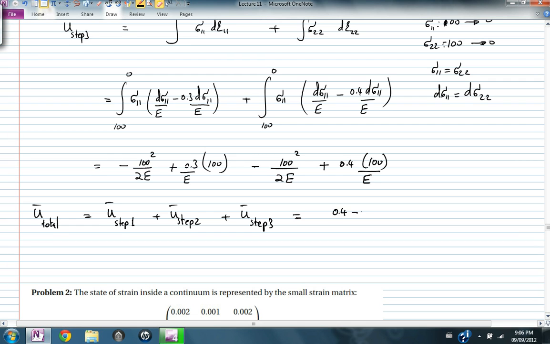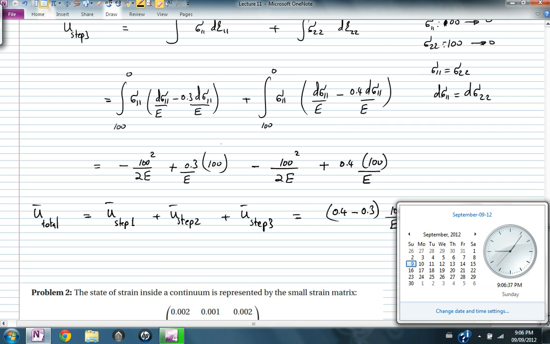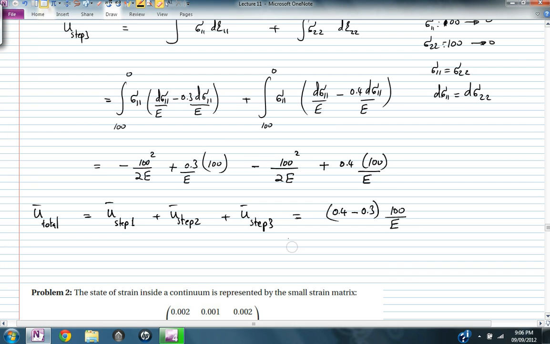0.4 minus 0.3, 100 divided by E, which is one Poisson's ratio minus the other Poisson's ratio. Actually, this has to be squared. The first Poisson's ratio minus the second Poisson's ratio. I expect this to be equal to 0.